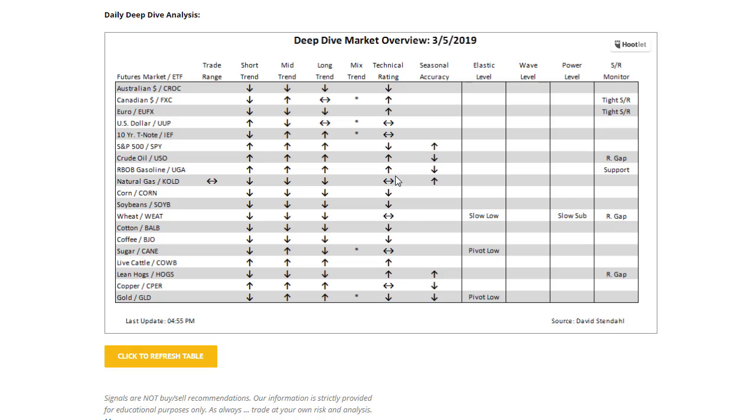Hey there, it's David Stendahl with tonight's Deep Dive. It is March 5th, 2019. We're going to look at the Canadian dollar here today.